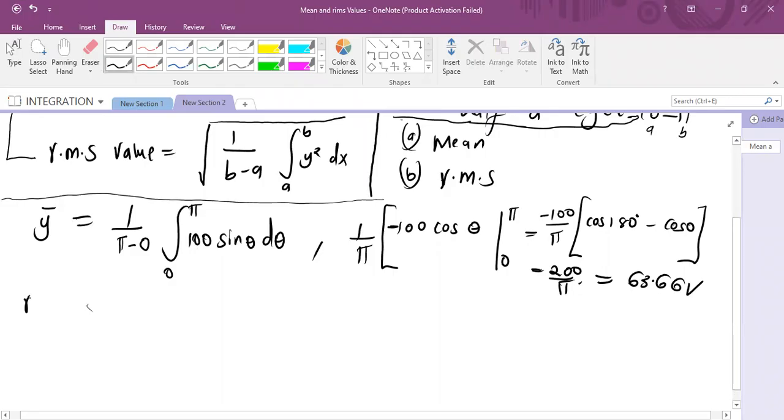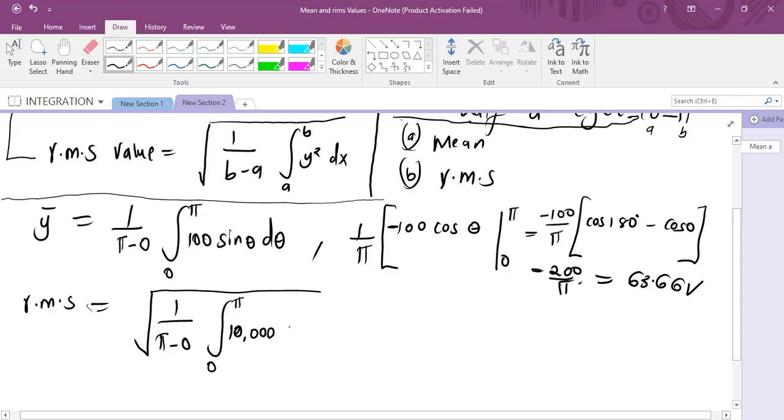Then what about getting the RMS? Now RMS is given by the square root of 1 over b minus a. And our b, we've said, is pi in this case, minus a, which is 0. Integral from a to b, that is 0 to pi, of y squared. Our y is 100 sine theta. So y squared will be 100 times 100, which will be 10,000. And then we have there sine squared theta, obviously. So that will be sine squared theta d theta.